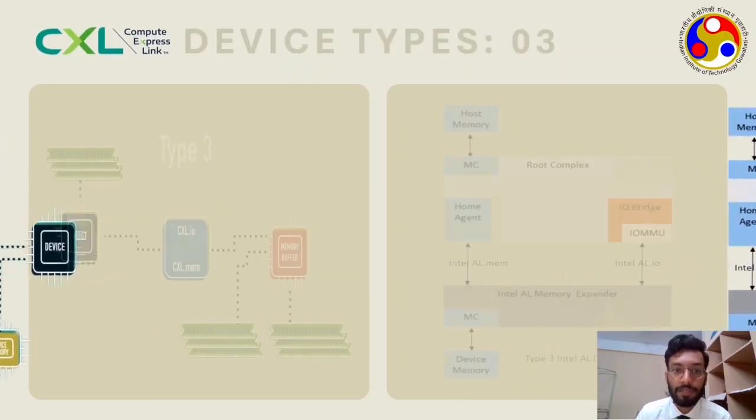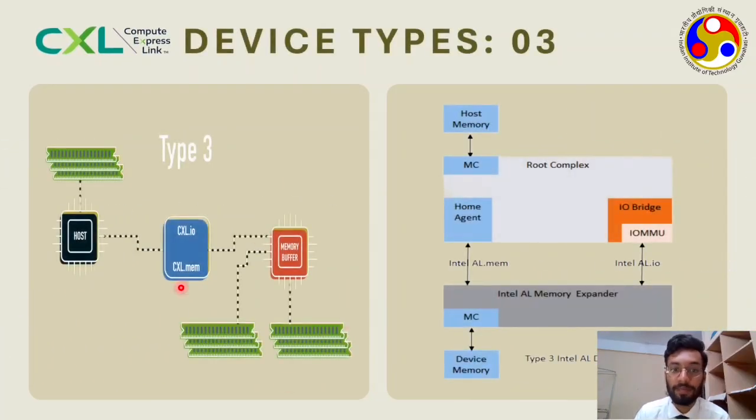Moving on to the Type 3 devices, they can be seen as complete memory expanders because those devices only have the CXL.mem protocol, and there is memory connected to the device. So my host CPU can see that memory as extra memory in addition to my RAM, which is connected coherently to my host caches.